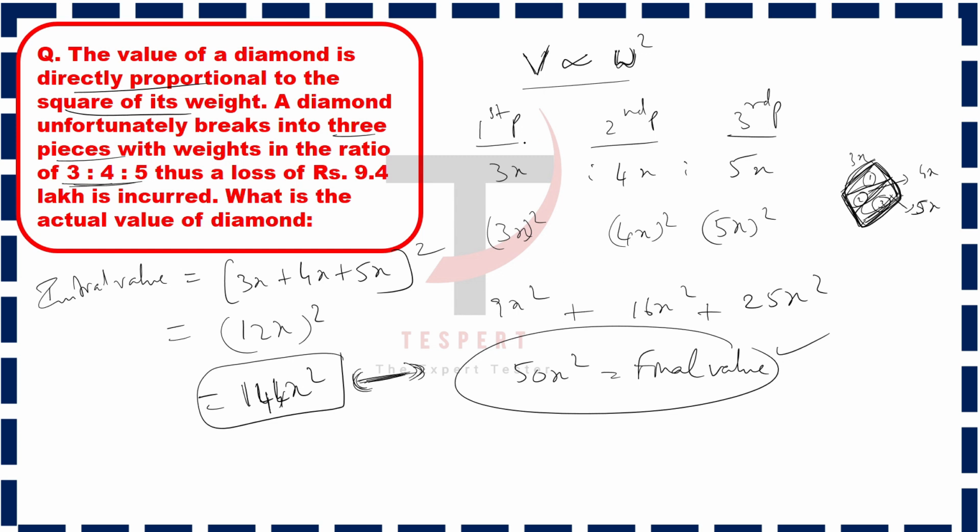Because after breaking, it lost its value. It lost 9.4 lakhs, right? 9.4 lakh loss was incurred. So this difference is equal to 9.4 lakhs. So 144x square minus 50x square is equal to 9.4 lakhs. So we calculate x square, which will be equal to 10,000.